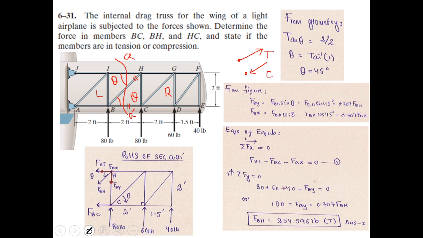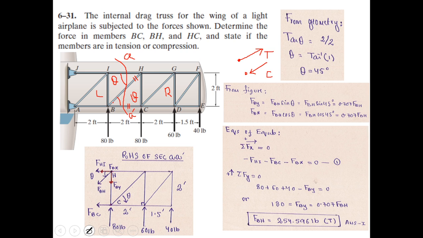So from this equation you can directly calculate the value of Fbh, because we know that Fby is nothing but 0.707 Fbh, and so it comes out to be 254.596 pound. Since we have assumed it to be tensile, that is acting away from its point of contact, and the sign is positive here, it means that our initial assumption was correct. This force FBH is indeed tensile in nature. So I have written the alphabet T here, which indicates that the force in this member BH is of tensile nature.